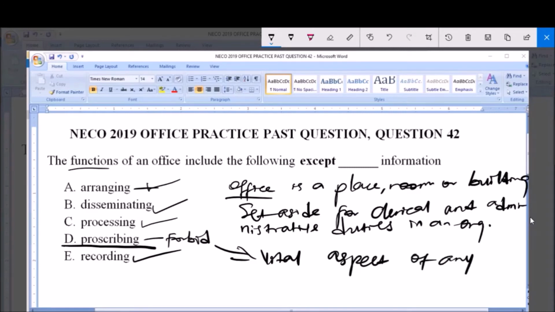And there's no organization or business organization or office that can forbid information, because information is the central area of every organization, because each office arranges, disseminates, processes and records information pertaining to that organization, and so therefore cannot proscribe or forbid information. So proscribing information is not a function of an office, and that is option D.